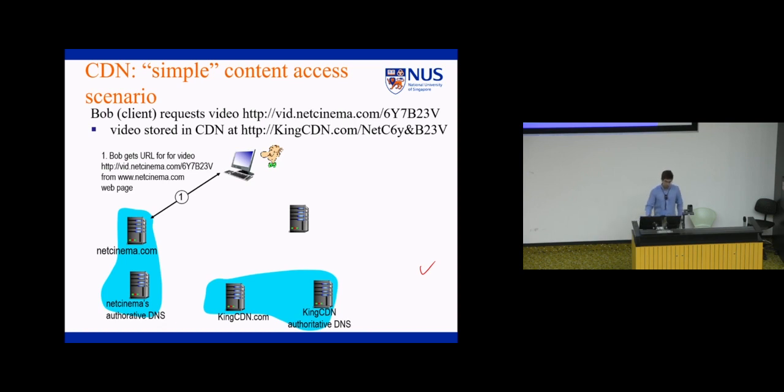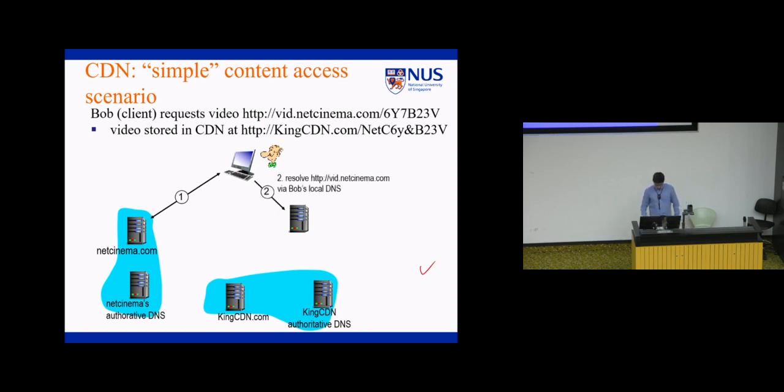So Bob first accesses netcinema.com's webpage, and then netcinema.com sends Bob the URL for the video file. But Bob needs to resolve that URL through his local DNS, which sends a DNS query to NetCinema's authoritative DNS. But the video file is not stored at NetCinema's own servers.